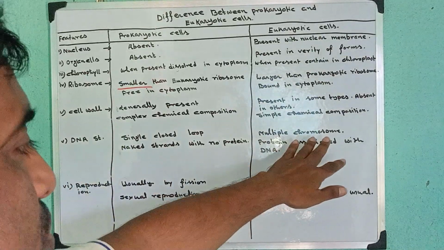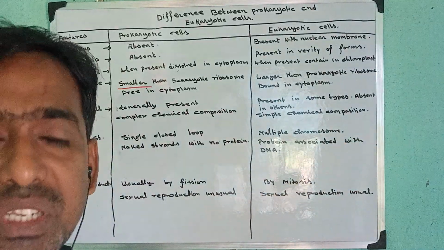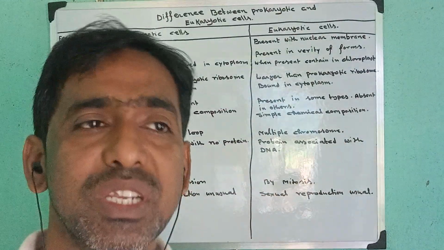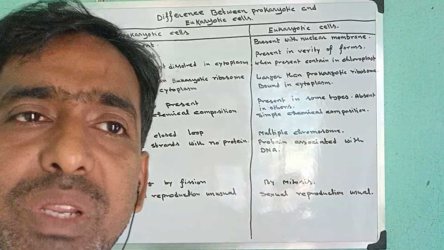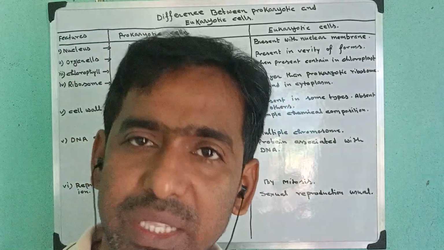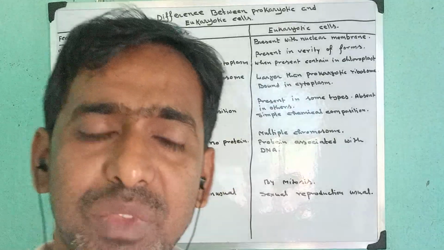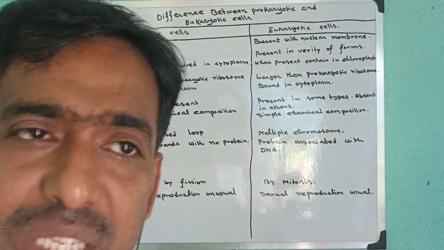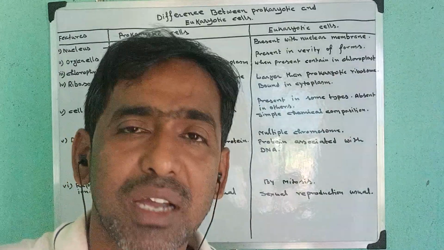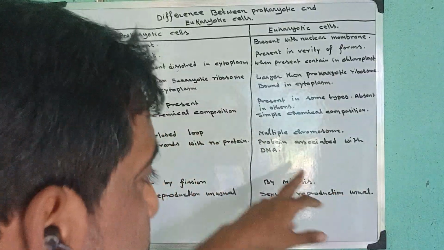But in the eukaryotic cell, multiple chromosomes are there and protein is associated with DNA. We know DNA is the main part of protein formation, because protein is formed by transcription: mRNA is formed from DNA, and tRNA helps form the protein.